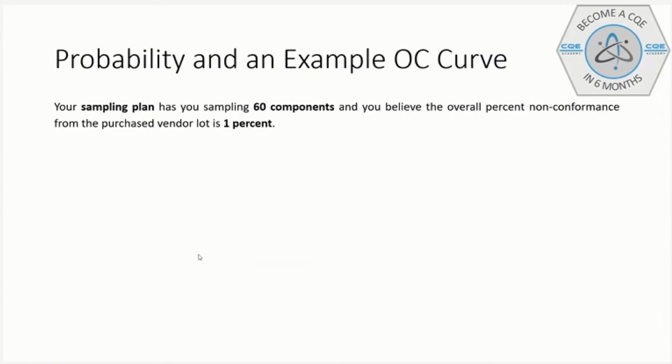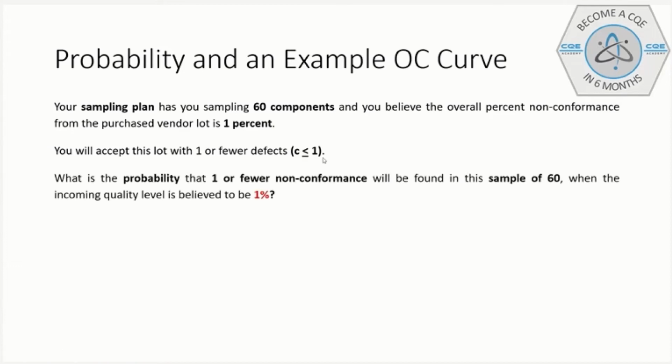So let's say your sampling plan has you sampling 60 components, that's your sample size, and you believe that the overall percent nonconformance from this purchased vendor lot is 1%. That's your incoming quality level. You will accept this lot with one or fewer defects. So C here is your sampling number. This is the accept number. So you'll accept on 1 reject or 0 rejects.